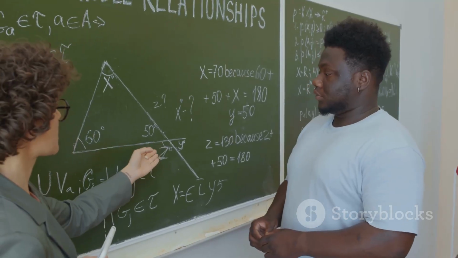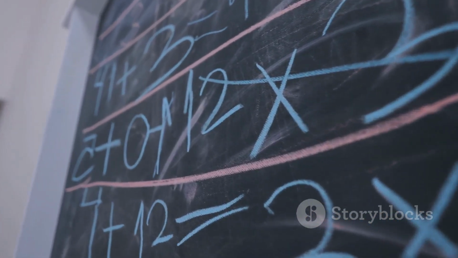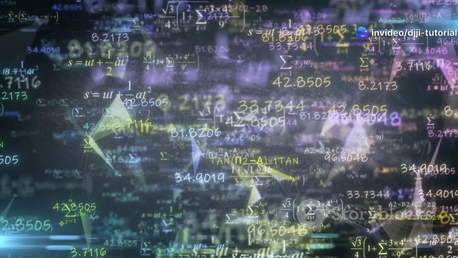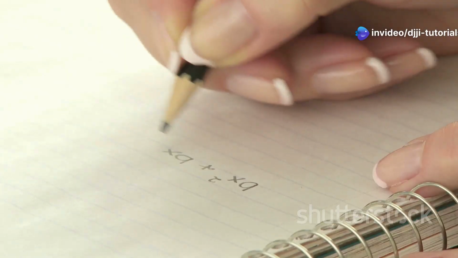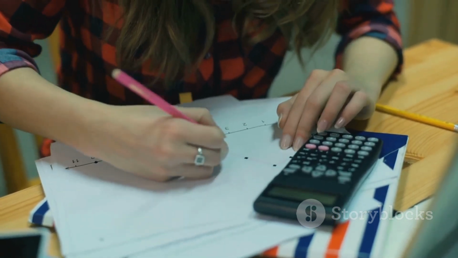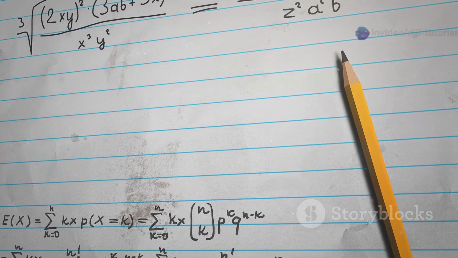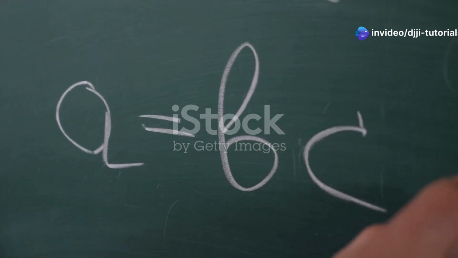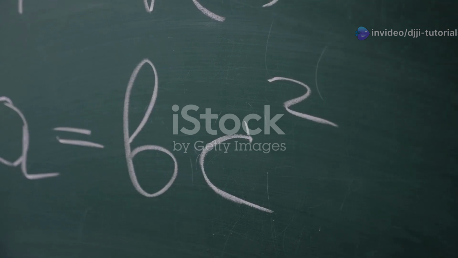Step 3. Factor by grouping. Factor out the greatest common factor, or GCF, from each group. Step 4. Write the factored form. If the GCF is the same for both groups, combine the terms. The result will be in the form px plus q times rx plus s. Solution: the factored form of the quadratic expression x squared plus bx plus c is px plus q times rx plus s.